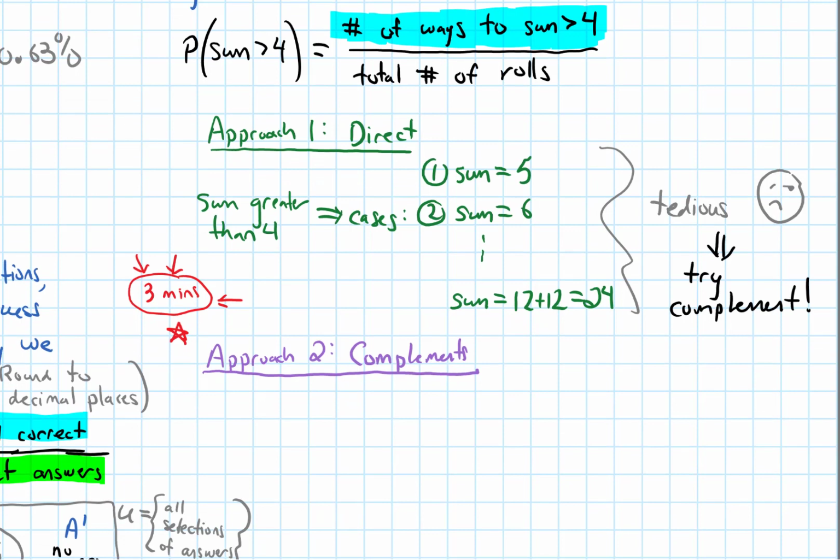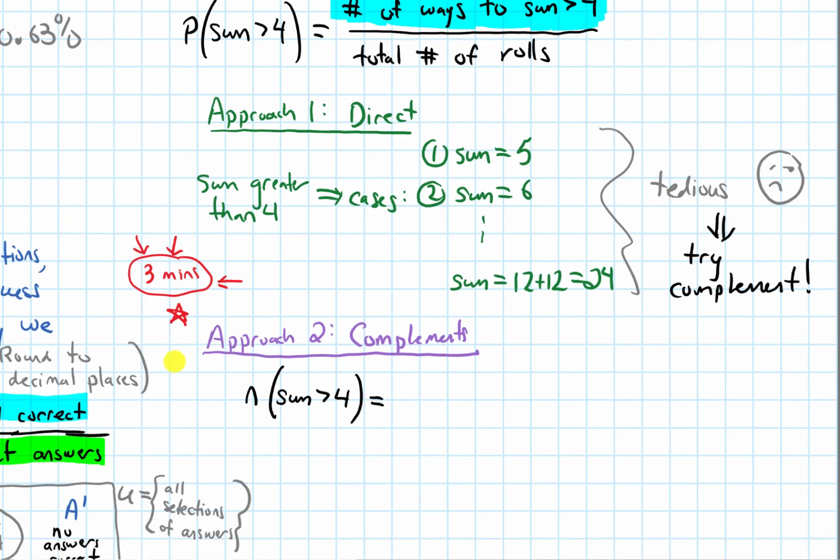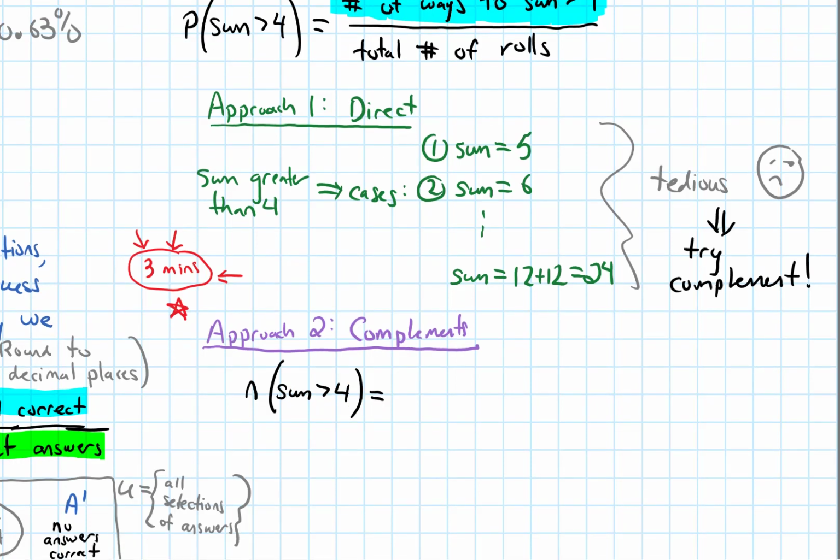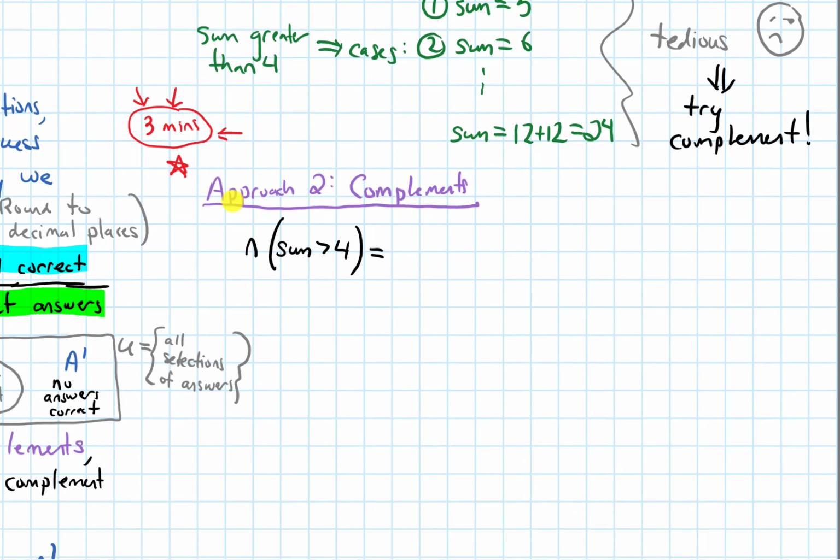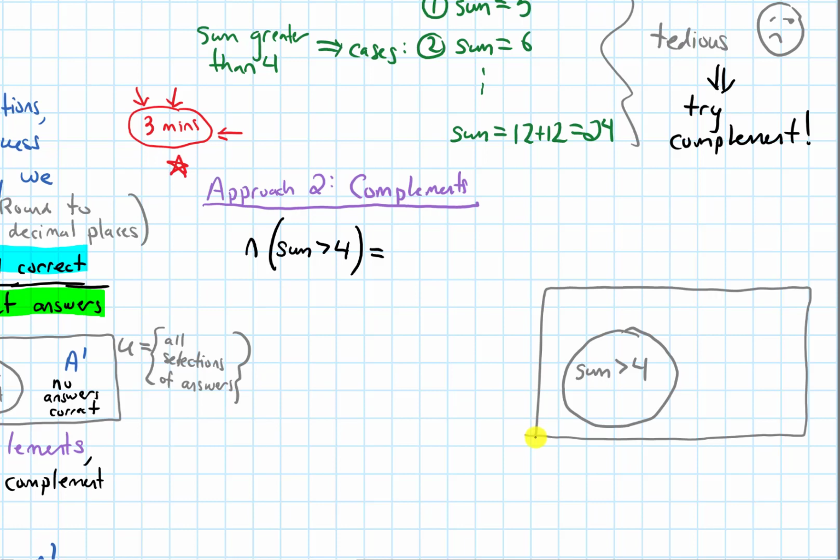Alrighty, so hopefully you paused it and tried it for about 3 minutes. We want to count the number of ways for the sum to be greater than 4. If I think about this visually with a Venn diagram, I'm going to draw a circle for my set, where the sum is greater than 4, in a big universal set. The universal set represents all of the outcomes, and the outcomes here are the different rolls that we could have. So U is the set of all rolls.